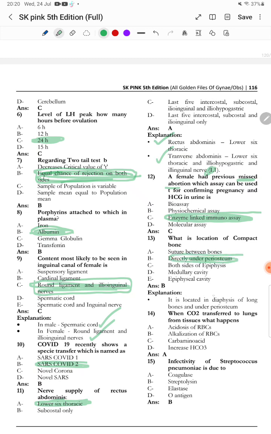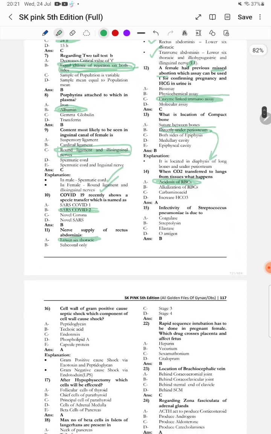Okay, remember that this periosteum, it is located in diaphysis of long bones and under the periosteum. When carbon dioxide transferred to lungs from the tissues, what happens? So it is acidosis of red blood cells.